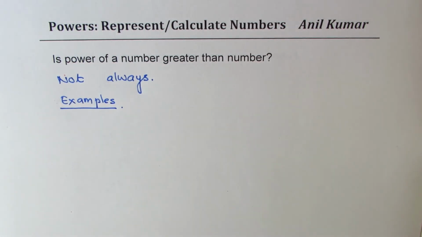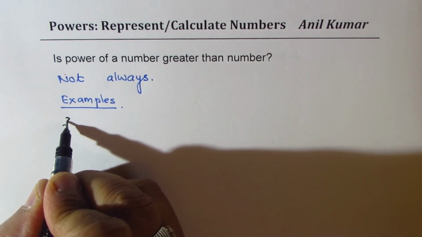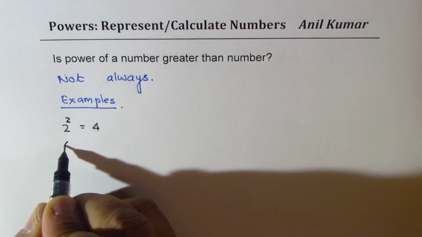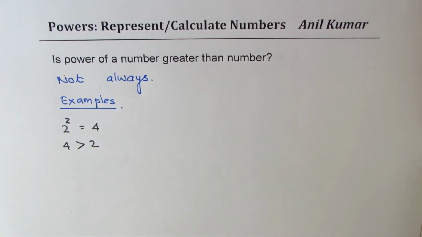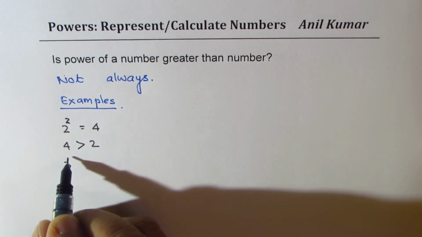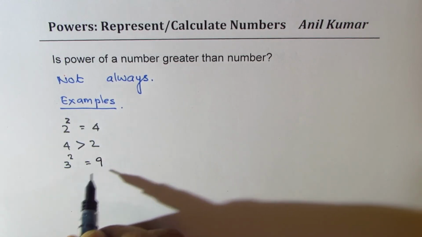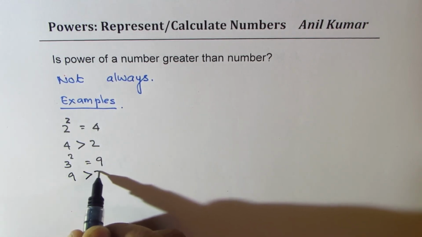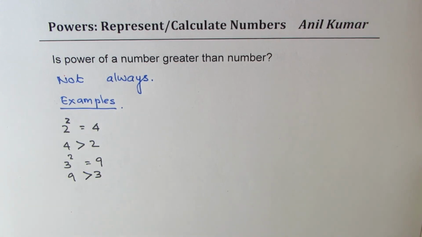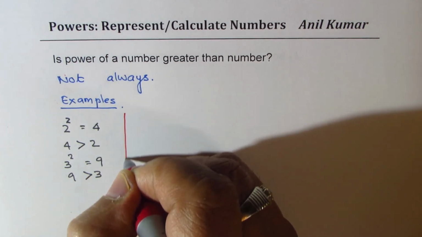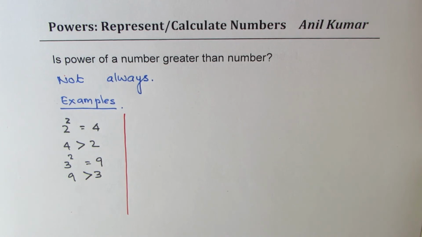Now this is a question for you. So what have you learned so far? You learned that 2 squared is 4, and you know 4 is greater than 2, correct? You learned 3 squared is 9, and you know 9 is greater than 3. But here are some examples which will make you think.